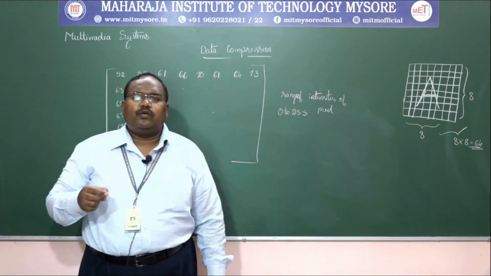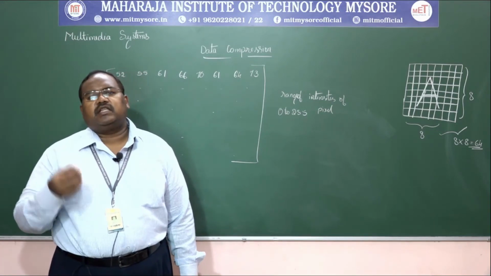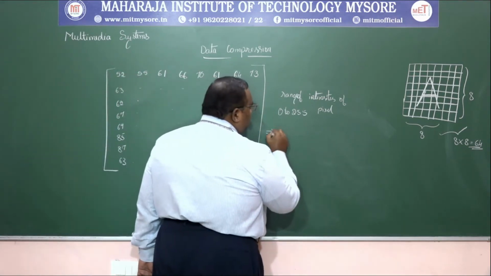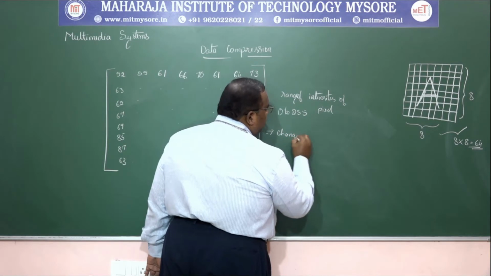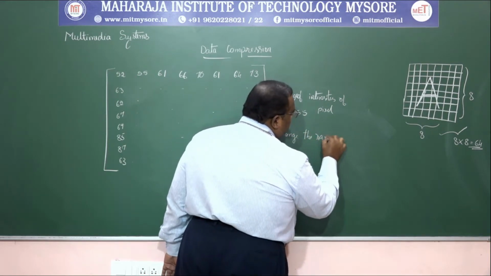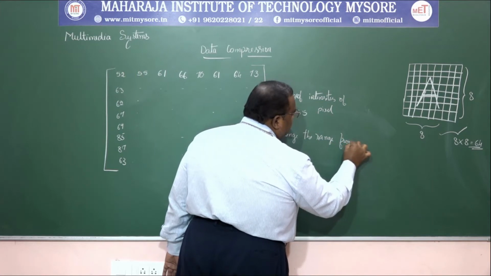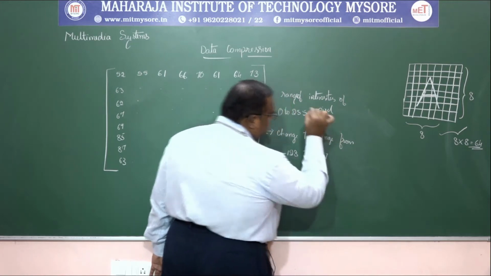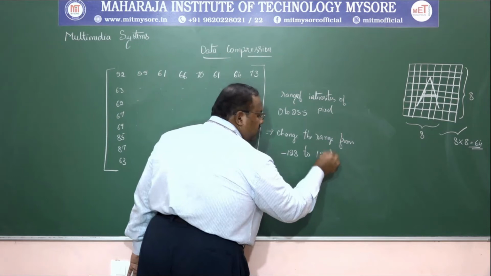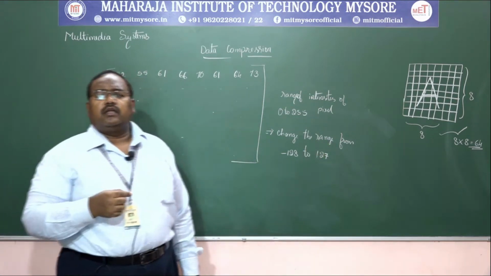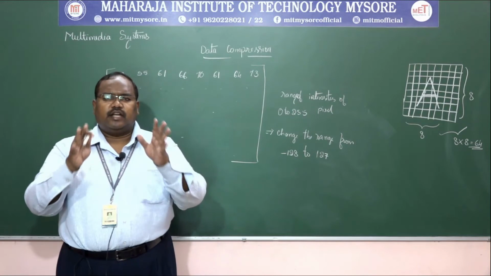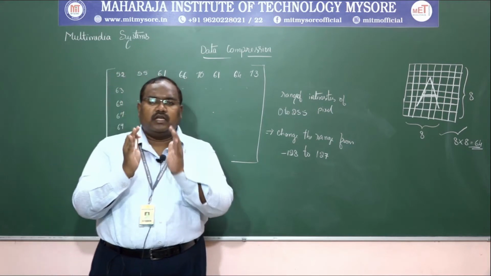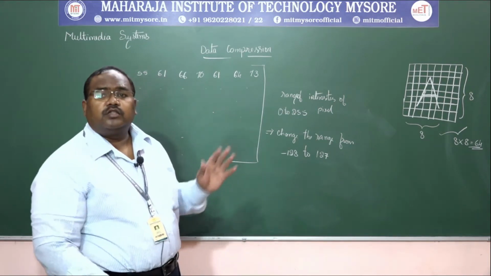Now the next thing we need to do is change the range from minus 128 to 127. So this is the next thing we are supposed to do. Why do we need to change it? The reason is just to compress and reduce the size of the file. We want our range to be in a limited fashion. Even the size of the file needs to be reduced. So how to do this?